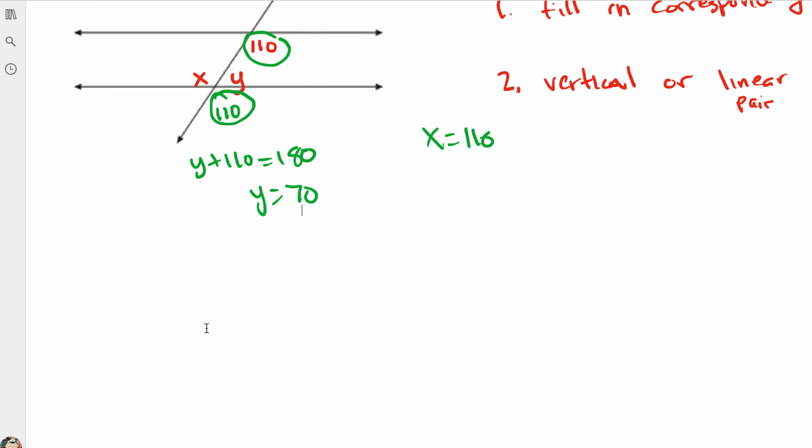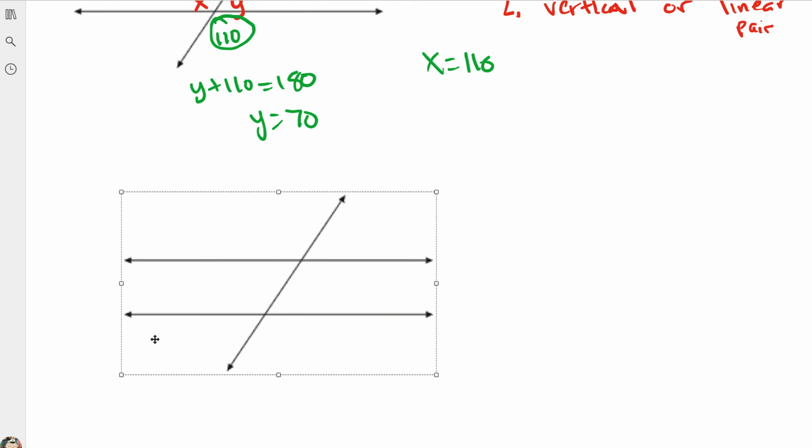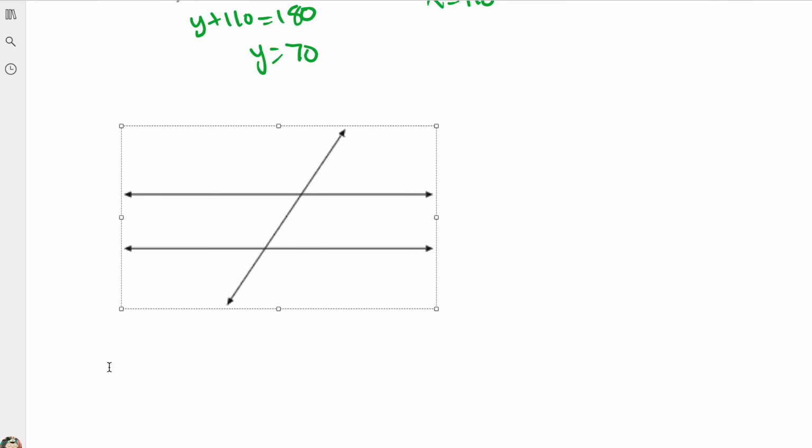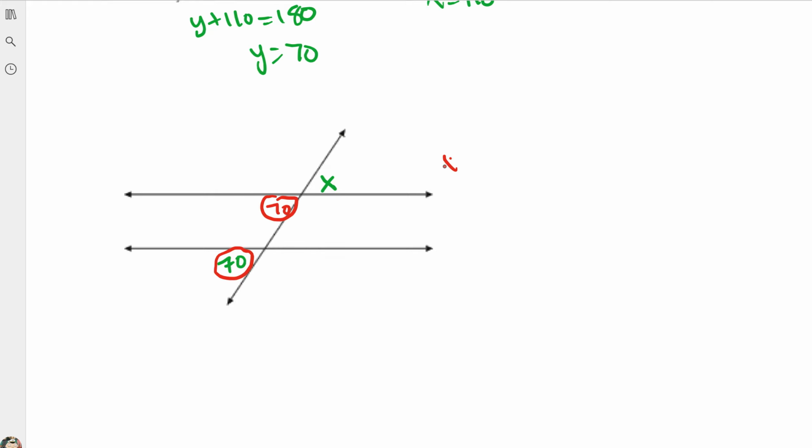Let's try another one. So I'm going to choose the one I understand is 70. You could choose either one. I just prefer to choose that one. It's on the bottom left, so I'm going to mark here 70 because it's corresponding. And now I can see the angles are vertical, so x must equal 70.